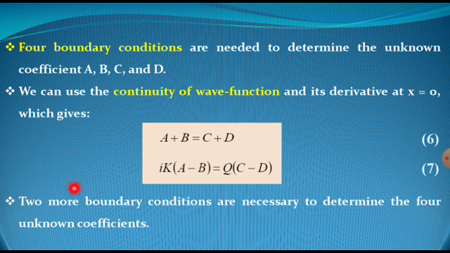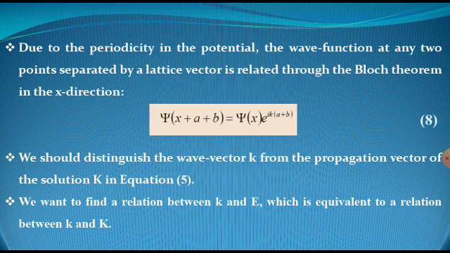Two more boundary conditions are necessary to determine the four unknown coefficients. Till now we have only two equations, so a further two equations are also required. So we will consider a simple case: due to the periodicity in the potential, the wave function at any two points separated by a lattice vector is related through the Bloch theorem in the x direction.